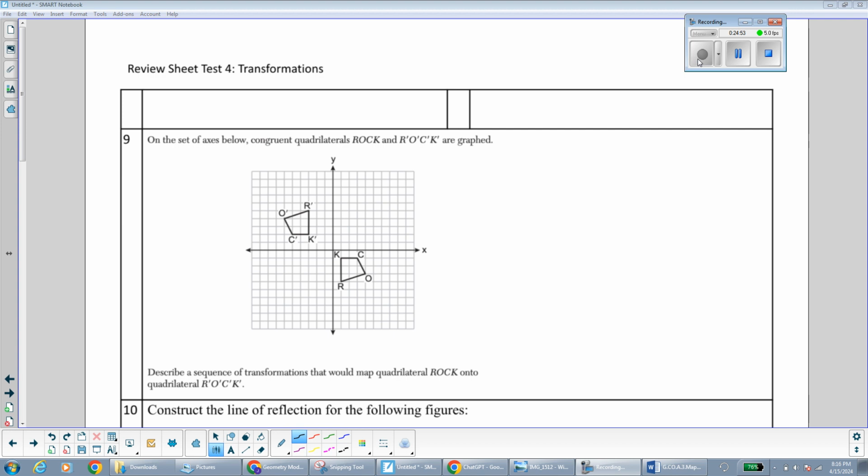So let's check it out here. We're mapping ROCK onto R prime, O prime, C prime, K prime. So the orientation definitely changed. If we were to flip it over this line, K would match up here, O would match up here, but C would match up here and R would match up here. So it's not a reflection over that line, at least not a reflection by itself. So let's see what else it could be.